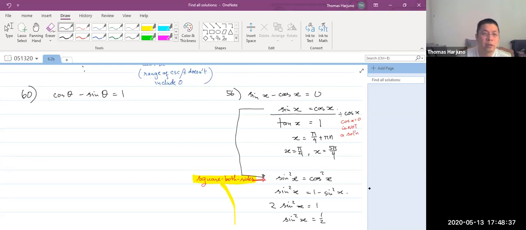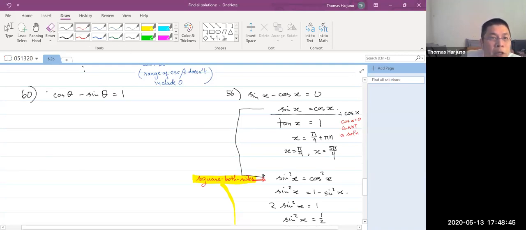what's so special about number 60? Why did I rush into trying to solve number 60? Because this is the type of question in trigonometry class, in solving equations, that actually has 3 significantly different methods to solve. And I plan to show you all 3.